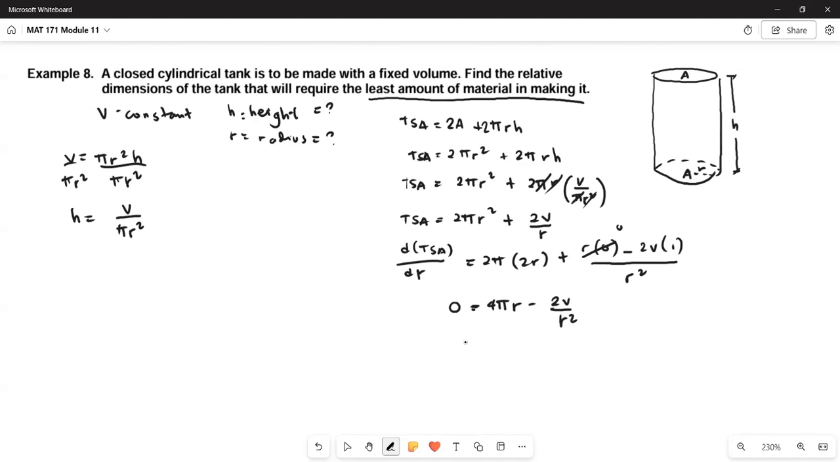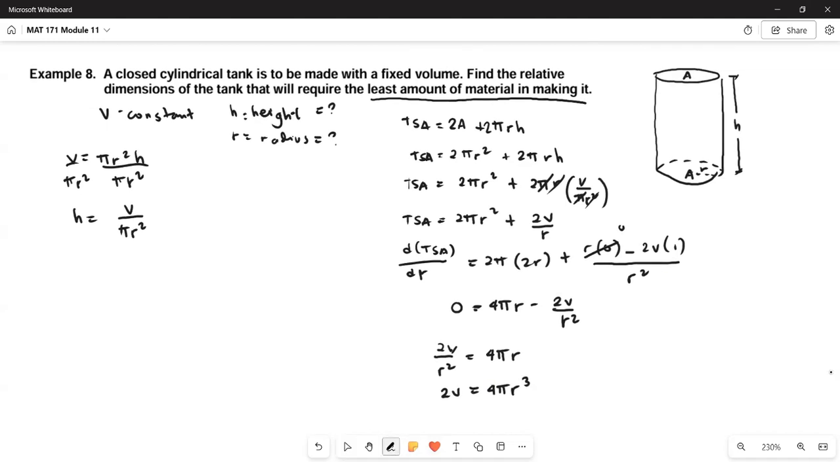The next step is ilipat natin yung 2V over R squared sa kabila. Kakaroon ka ng 4 pi R. Cross multiply, you will have 2V is equal to 4 pi R cubed. So divide both sides by 2. Magkakaroon tayo ng V is equal to 2 pi R cubed. So meron tayo equation 1.